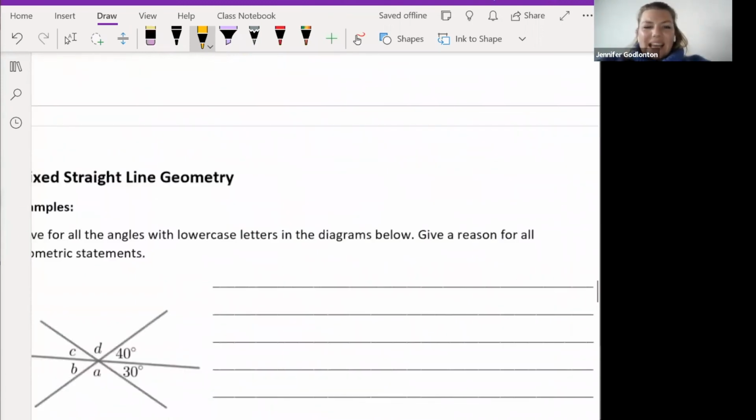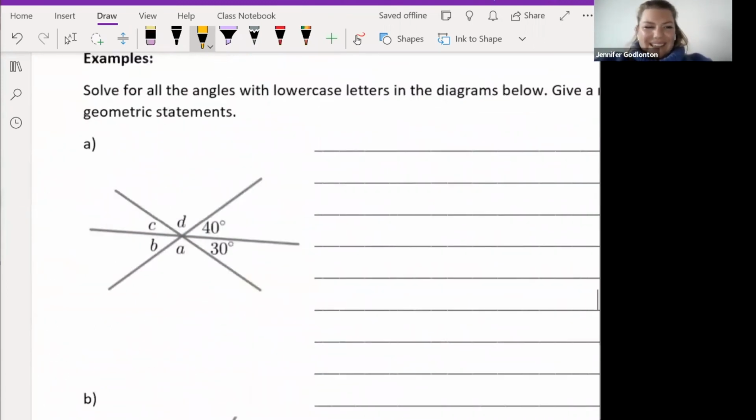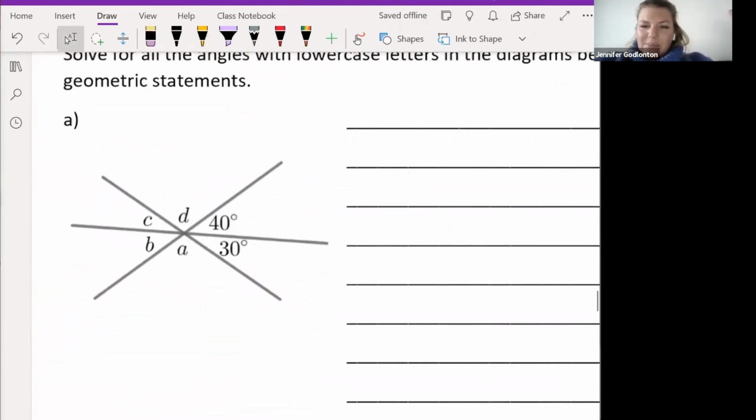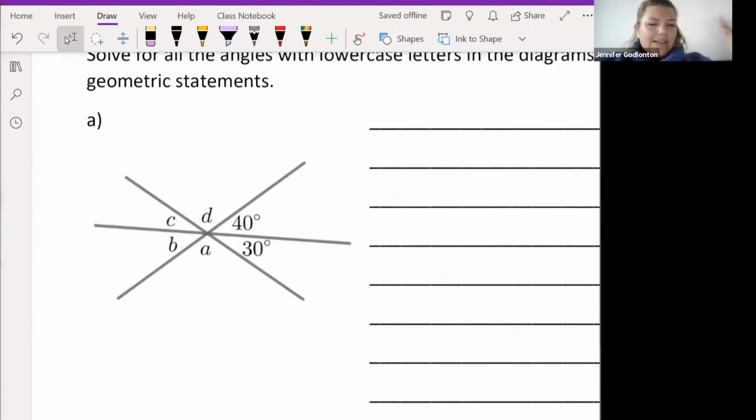Okay, let's have a look at our very first one over here. Don't panic. Remember, the first rule with geometry is not to panic. The second rule is get as many highlighters in your life as possible. Look for your bow ties, okay?